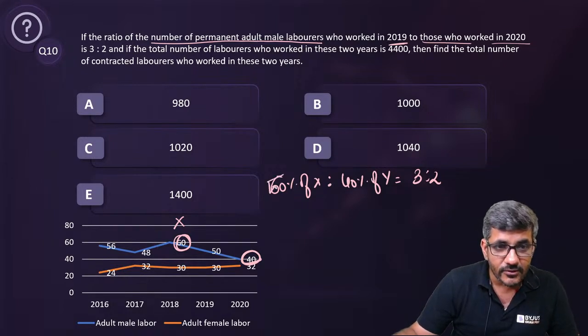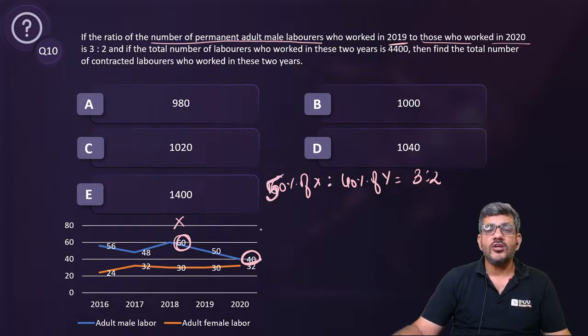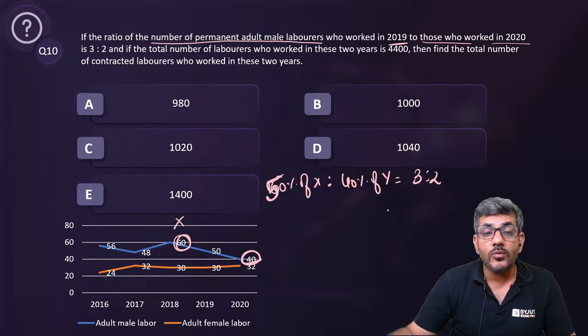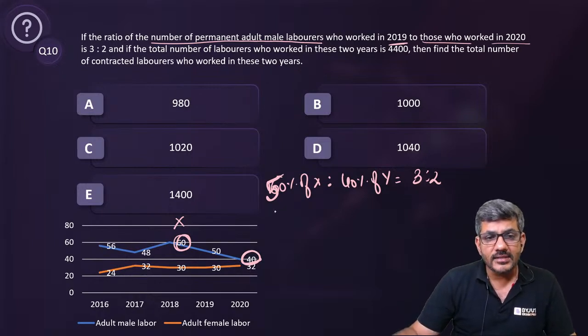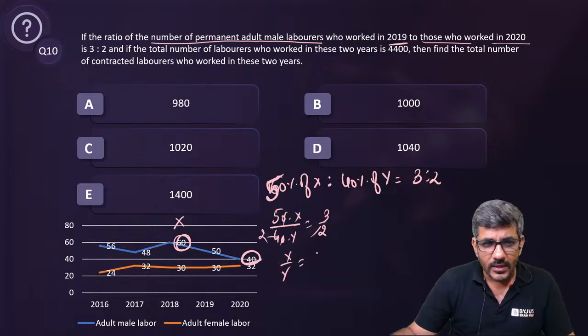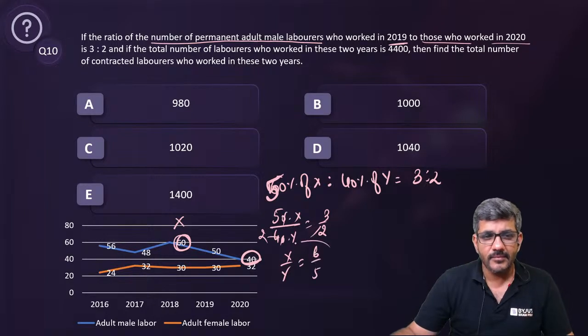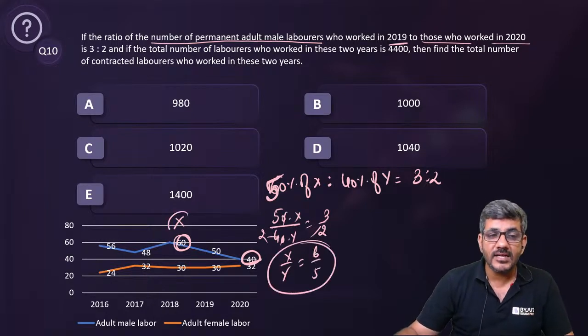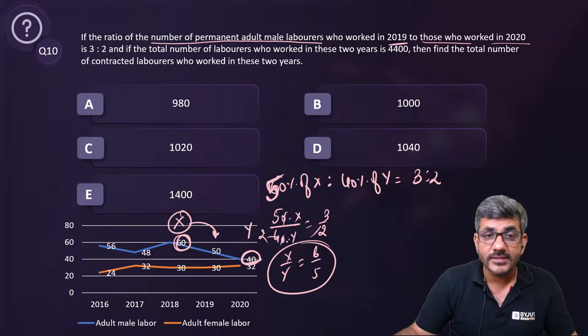Sorry. Thank you, सौम्या. 50% of X is to 40% of Y is equal to 3 is to 2, or I can say 50 times of X divided by 40 times of Y is equal to 3 by 2. So 2 2s are 4. I get X by Y is equal to 6 by 5. That means the strength of 19 and strength of 20, they are in a ratio of 6 is to 5.